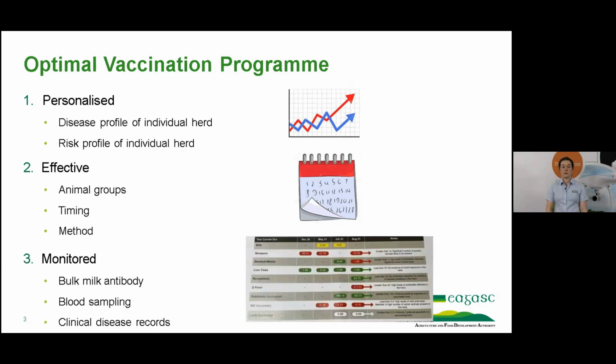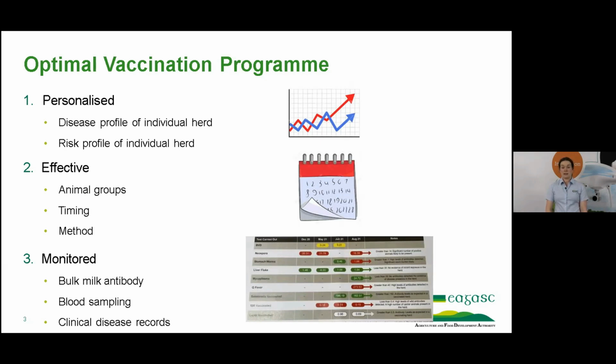Lastly then, I think an optimal vaccine program is one that's monitored. And this is a concept that can be difficult to get your head around. But when you're spending so much money on your vaccine program, vaccinating a large herd, you want to ensure that you're getting the best value for your money and that the vaccine program is working as it should and that it doesn't need to be tweaked to make it more effective.